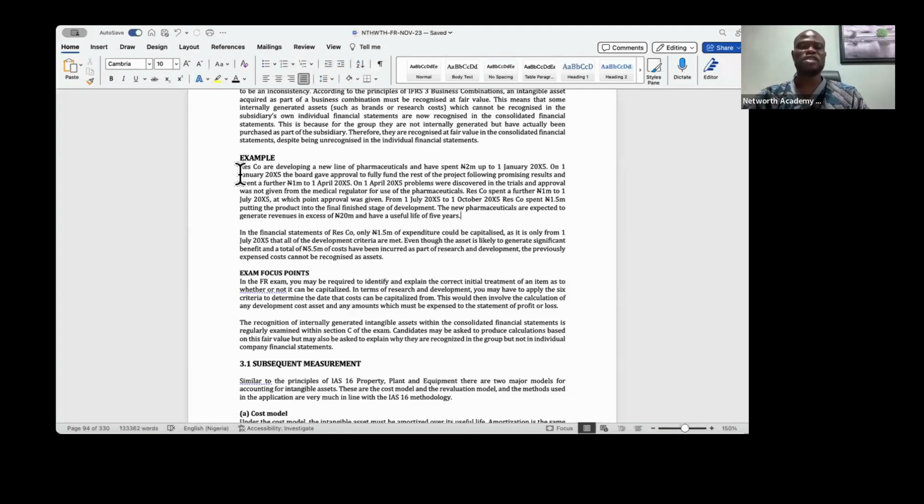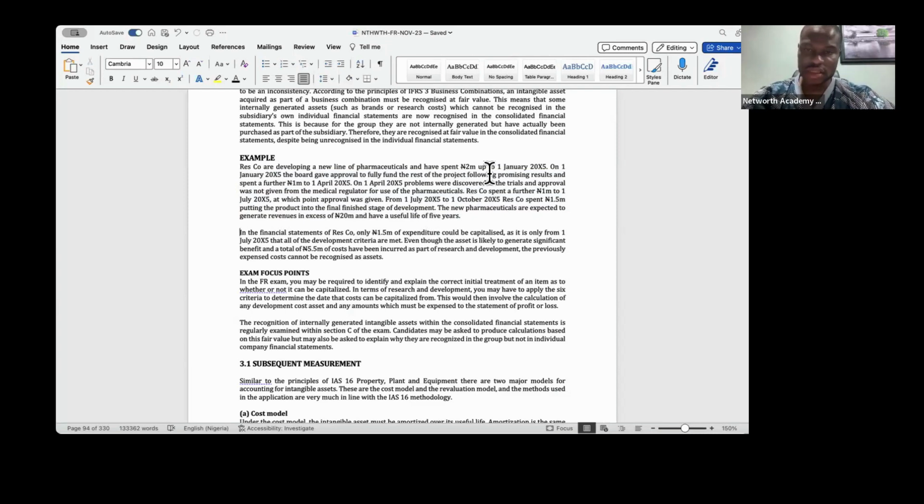So they can give you this kind of question and tell you, how much should we capitalize. Look at the solution here. He said in the financial statement of Resco, only 1.5 million of expenditure could be capitalized, as it is only from 1st July 2005 that all of the development criteria are met. And like I told you, in the exam, the way you would know when they have met all of these criteria is when they have gotten regulatory approval.